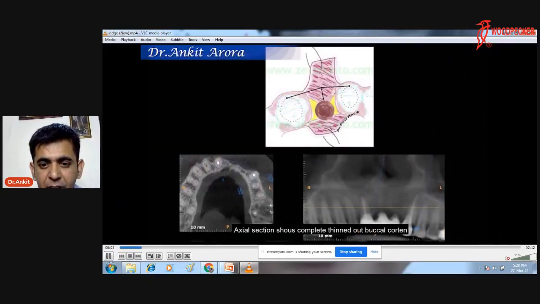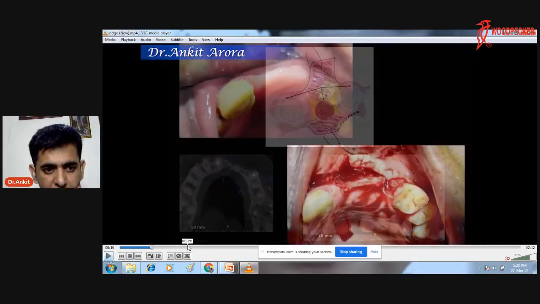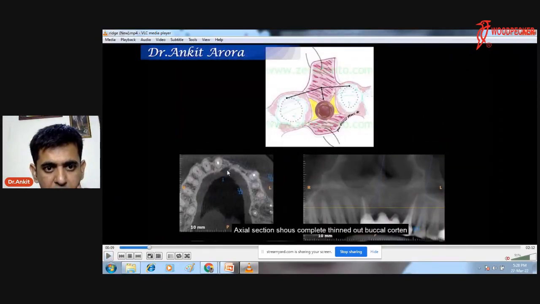This is the axial section that shows the completely thinned out buccal cortex. You can see it here. Okay, you can see in this region that the buccal cortex is completely thinned out. Okay, the buccal cortex is completely thinned out in this area, right?